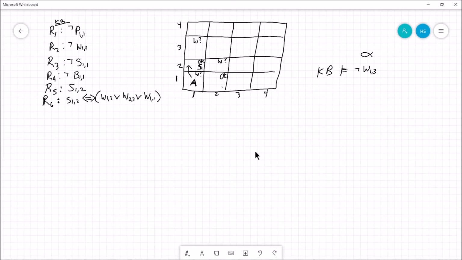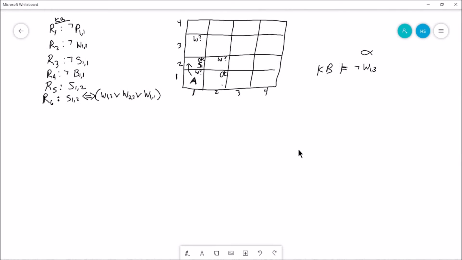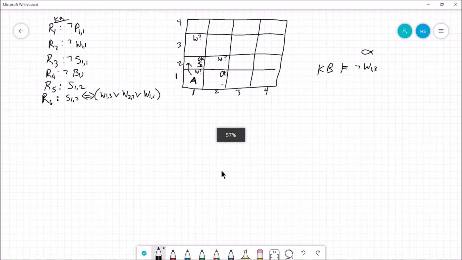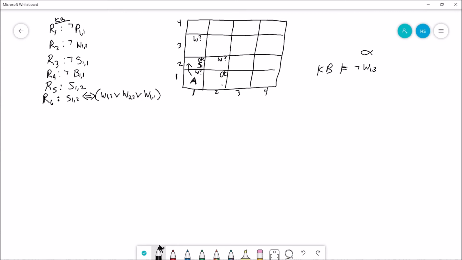I want to make that smaller, but I guess that's as small as I can make it. Okay, anyway, so you're going to make a truth table.